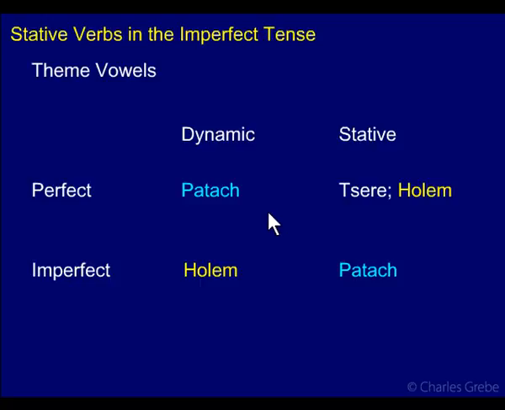So you got this X pattern here. So remember that the basic form that you're learning is pakad and yifkod, but the statives are opposite of that. And then there's a tsere, which is an additional one for the perfect. In terms of translation, you translate the statives the same way you translate the dynamics.